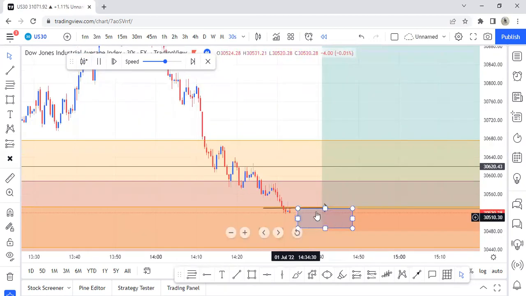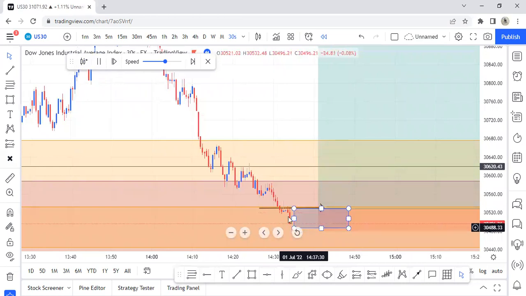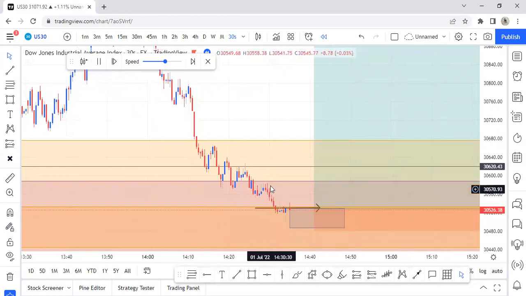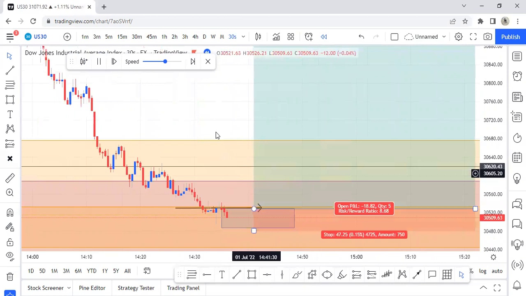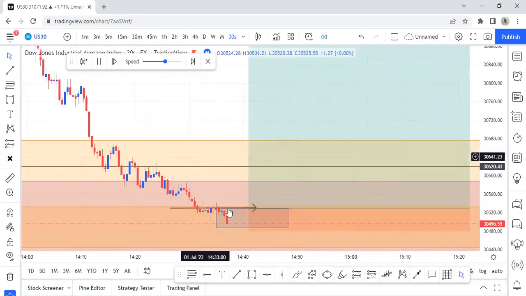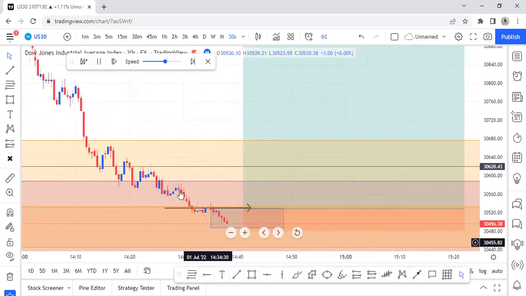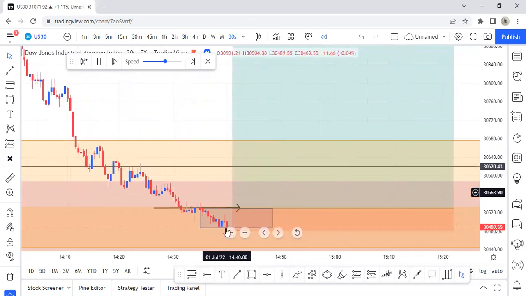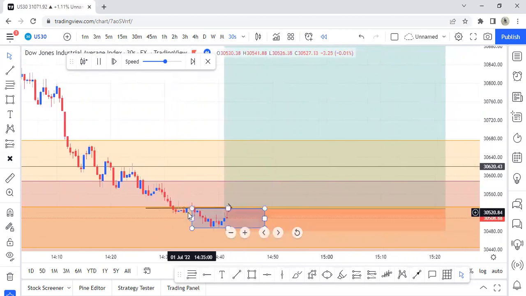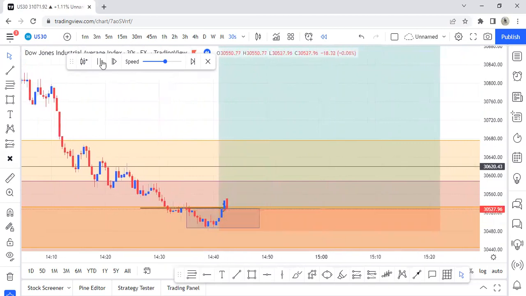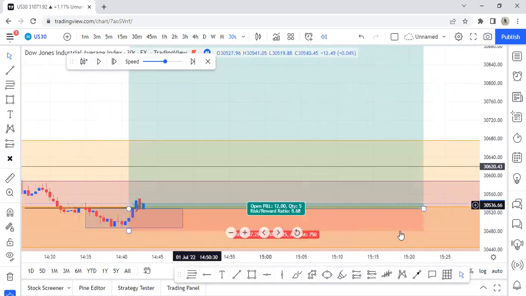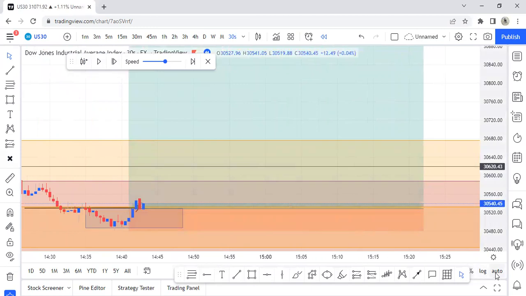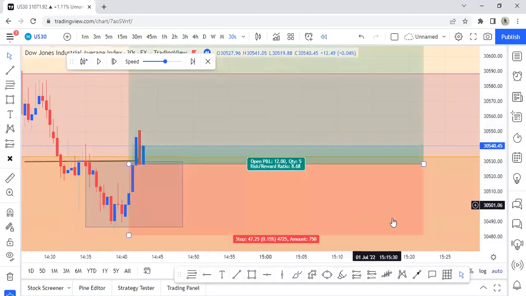So price came into it. I was looking out for that break of structure, that upward delivery, and I was watching the charts closely. Right, good. So look at what happened there.